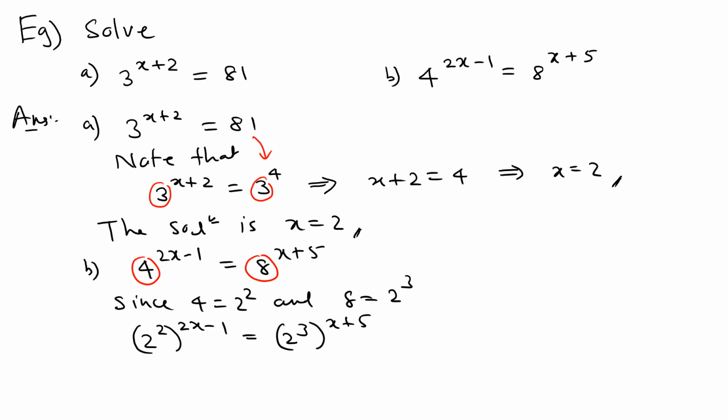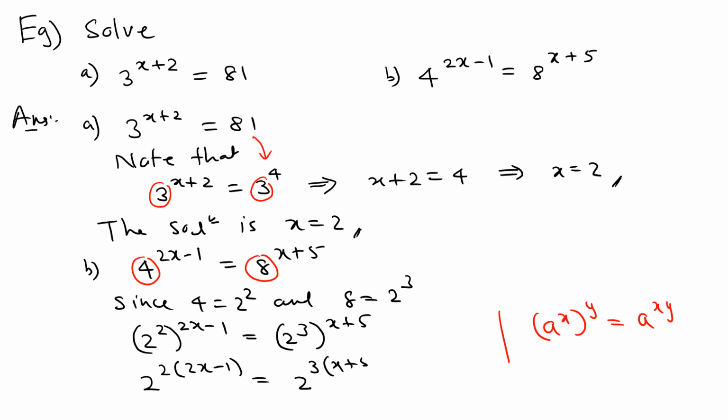And then we know that power of a power, that means a to the x to the y equals a to the xy. So because of that, now what we can do is multiply the two powers. So we can write it like this. This equals 2 to the, you multiply the two powers, so I say 2 times 2x minus 1 equals 2 to the 3 times x plus 5.